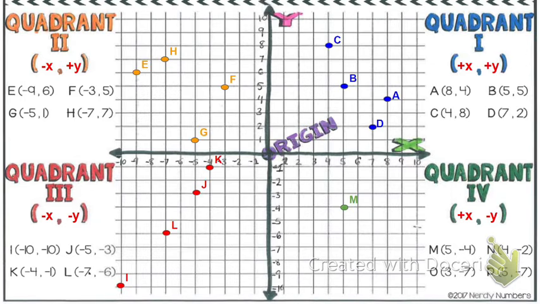N is at 4, -2, so we'd go to +4 on the X and -2 on the Y. Put your point and put your letter. O is at +3 and -7, and then P is at 5 and -7. So you're following the same rules every time. Run before you jump, paying attention to what your values are and where you would go. You always, always, always start at the origin.